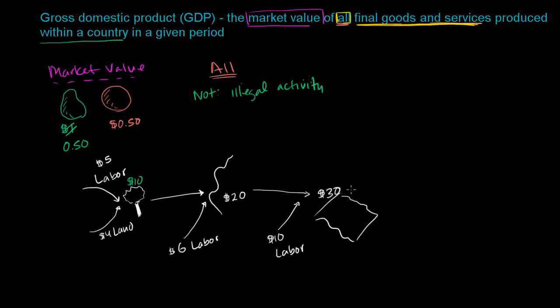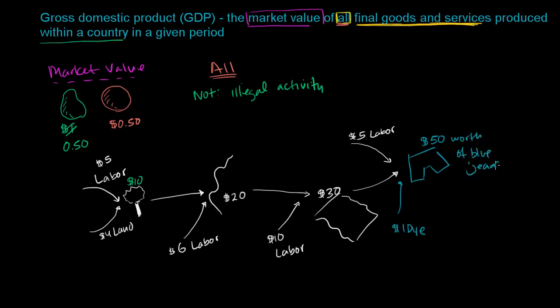And then I could take that $30 worth of cotton fabric, plus some more labor. So let's say another $5 of labor, and let's say we also are going to put in $1 of dye right over here. And in the process, I can create, the market value, let's say this is $50 worth of blue jeans.